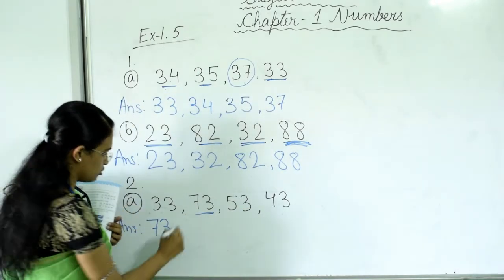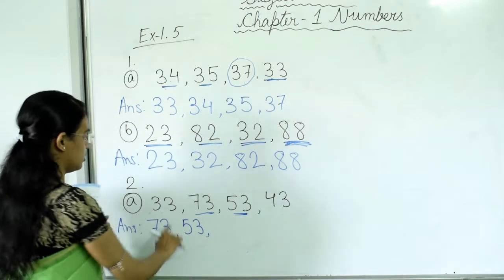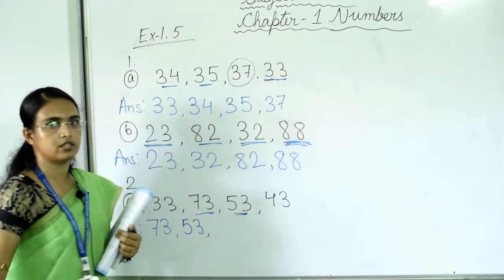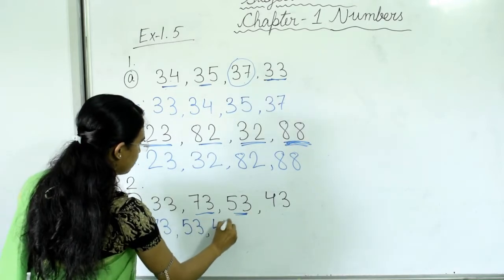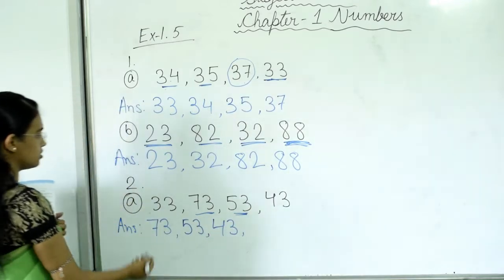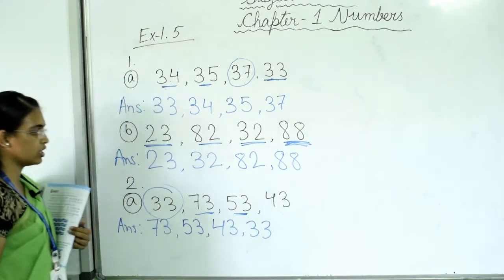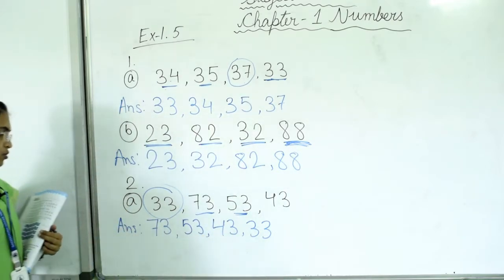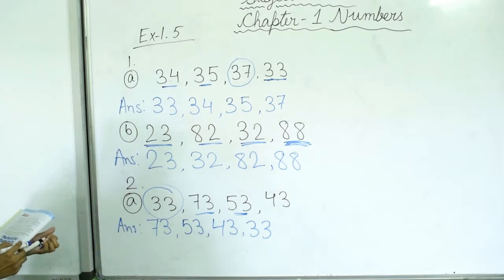53, right? So after 73 we have to write 53. Then these 2 numbers are left. Among these 2 numbers, that is 33 and 43, which one is the third biggest number? Yes, 43. So we have to write 43. Then the last one is 33. So we have to write the smallest number at last. So among these 4 numbers, we got the answer, right? So number A. Now we will do question number B.